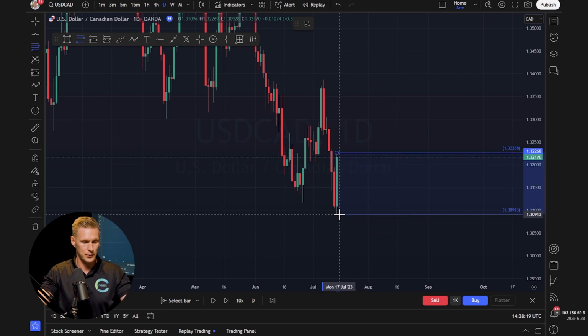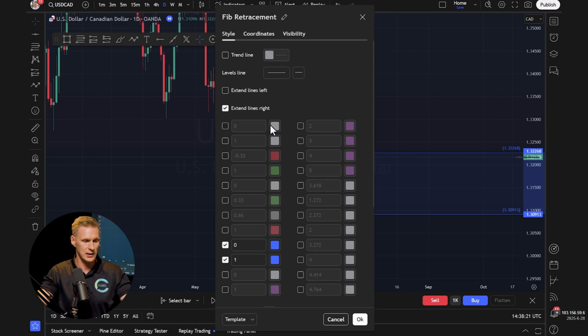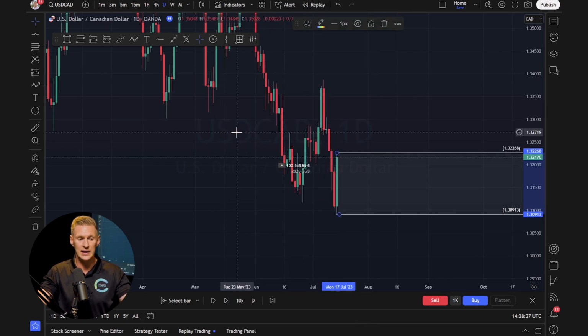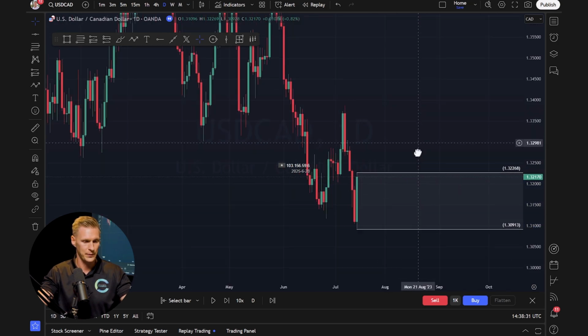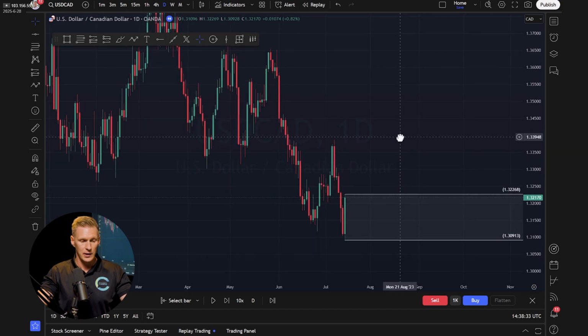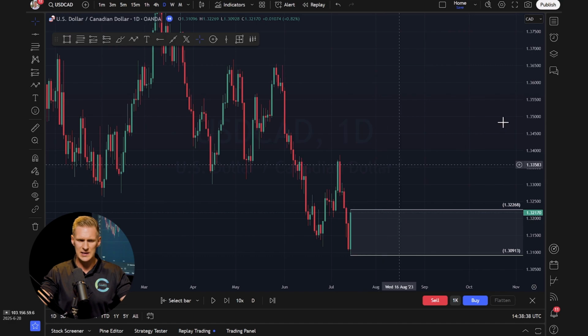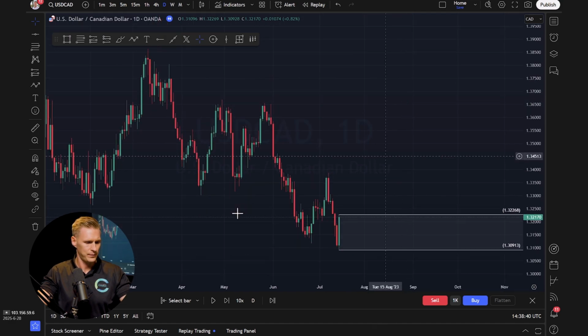Let me add our proximal and distal line. I will change the colors again. Blue for lower time frame and white or gray for the higher time frame. We are here in daily. This is our higher time frame. Okay, great. We identified now our bullish engulfing. Next step, the direction.